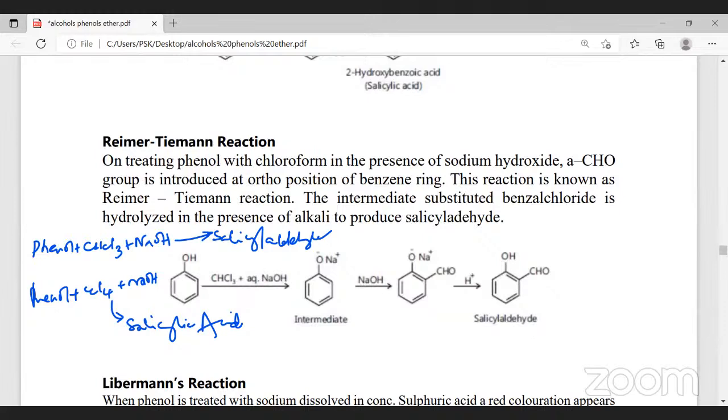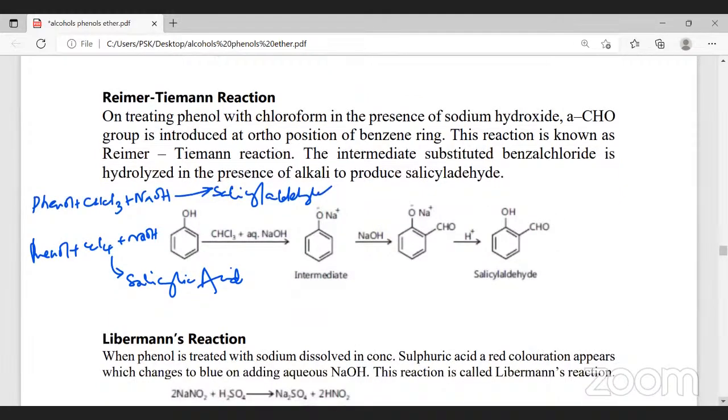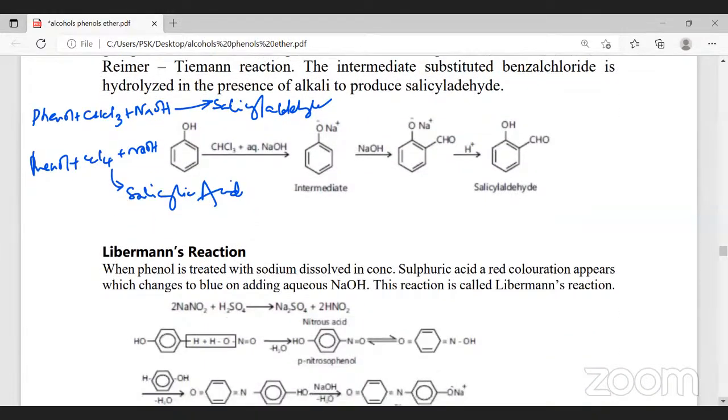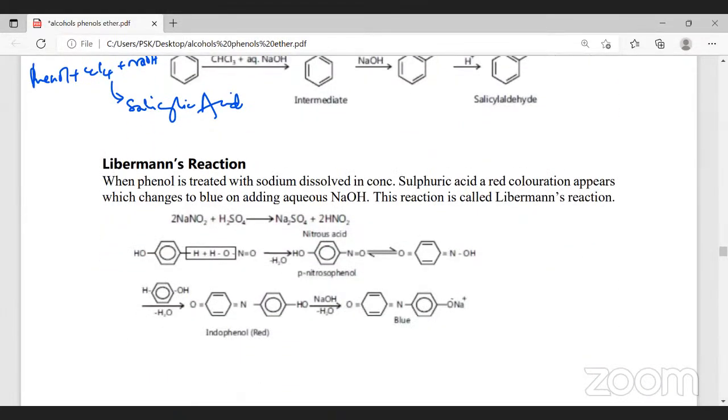So the next reaction is Liebermann's reaction. Can you see the screen? Yes, sir. The Liebermann's reaction. It was there for practicals, but we don't do it in the practicals now, right?